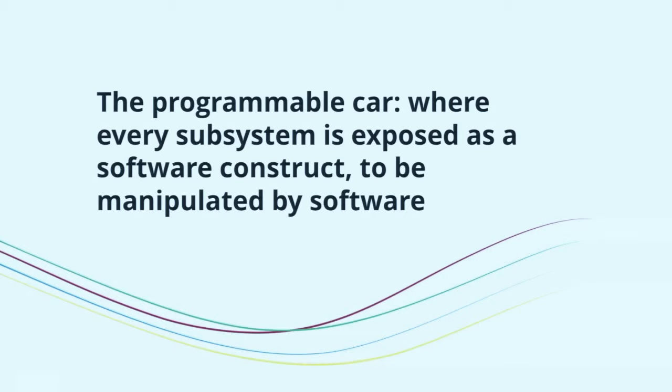In fact, Tesla is really software in car form, when you think about it. It's actually software that's in physical car form. Every subsystem is exposed as a software construct. Everything comes with an API that's addressable in software and manipulated by software. And this thing is spreading everywhere. This whole idea of Internet of Things, IoT, is really software addressable objects and everything.